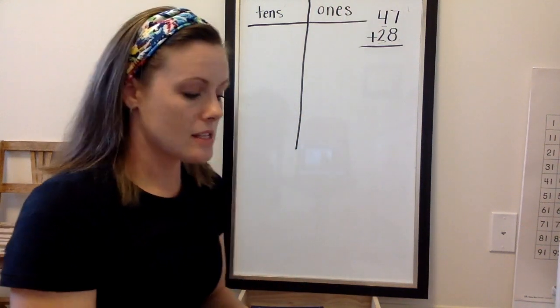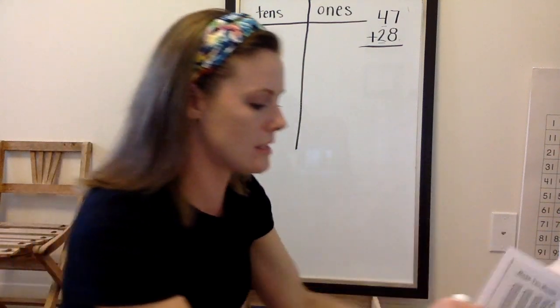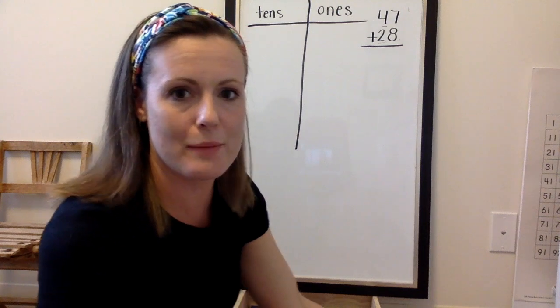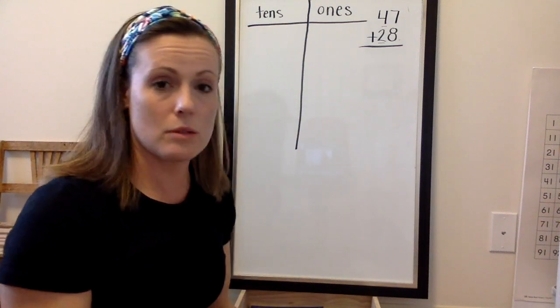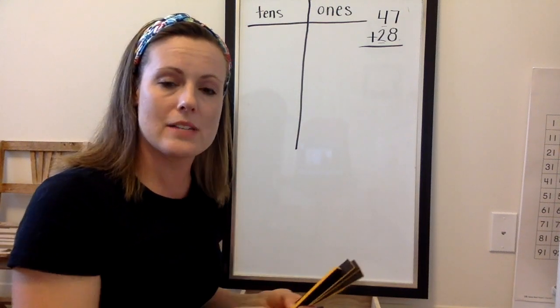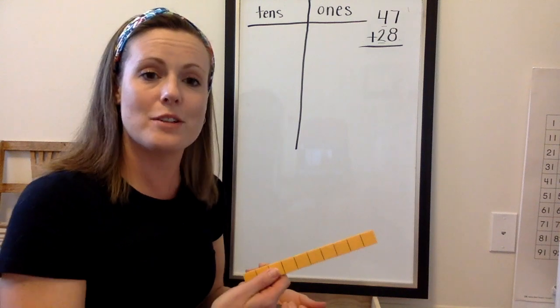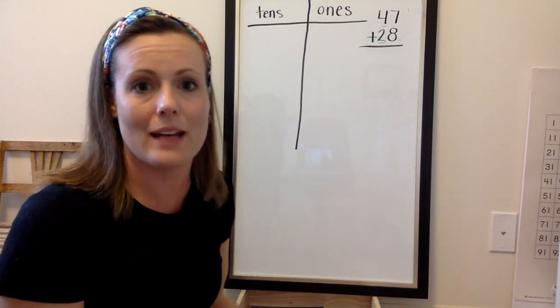All right, so now what I need to do is, using your base 10 blocks that you've cut out, I've got other ones here that I'm going to use, I'm going to represent my equation in my place value mat. So I'd like you to follow along and do it with me. If you need to pause the video, go ahead and do that.